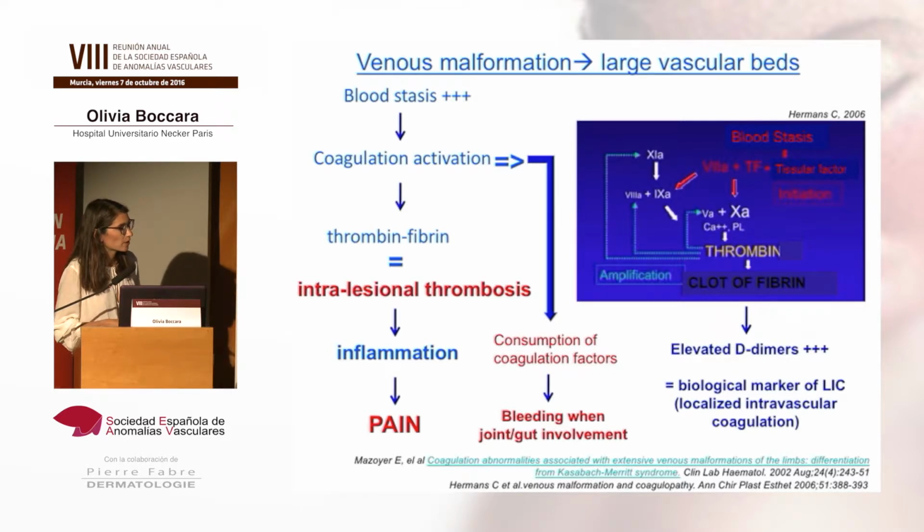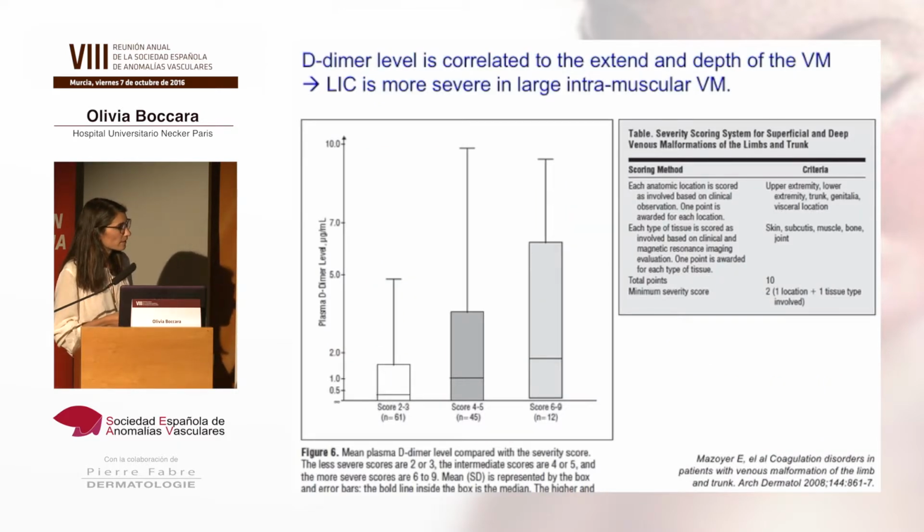The biological marker of this so-called localized intravascular coagulation is the elevation of the D-dimer level in the blood. Why? Because the fibrin, at the moment it is generated, it's destroyed, and this destruction leads to the elevation of the D-dimers. Then the D-dimer is the biological marker of the severity of the LIC. The more severe the LIC will be, the more elevated the D-dimer will be.